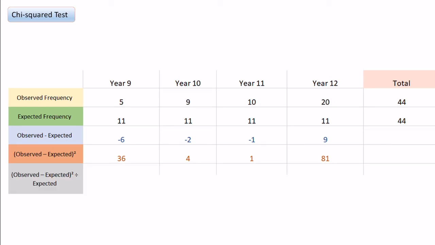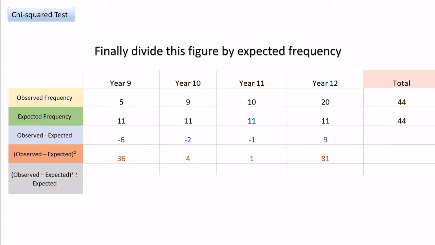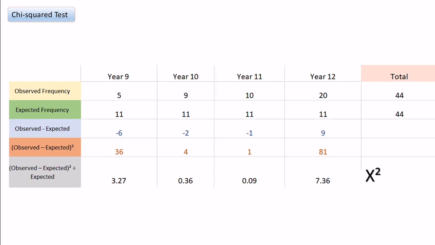Last thing I need to do is divide the figure that I've just got by the expected frequency. I've already got the expected frequency in my table up there, and that's 11, and then I'm dividing it by my last figure, and again I get all these different figures that I put into the table below. So if you just do it step by step, it's quite simple to do.